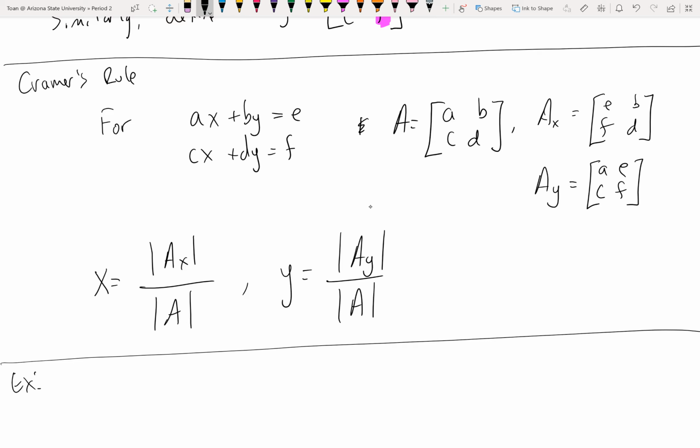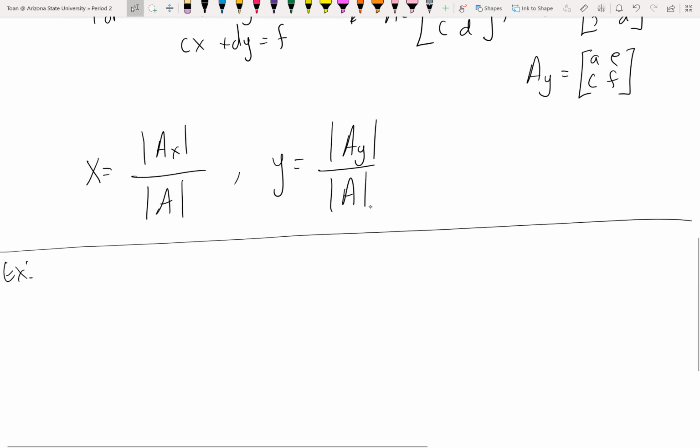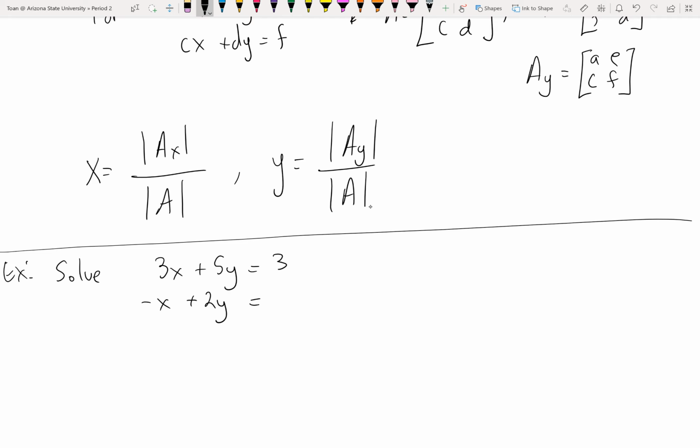Again, I'm not saying forget elimination. I'm not saying forget substitution. Those are good methods to know. I'm just providing you with lots of different options to solve systems. So let's go back to the first half of the unit. Say 3x plus 5y equals 3, negative x plus 2y equals 10. Let's pretend, oh no, I forgot elimination, I forgot substitution, or you know what, I don't like those two methods. How can I solve this?